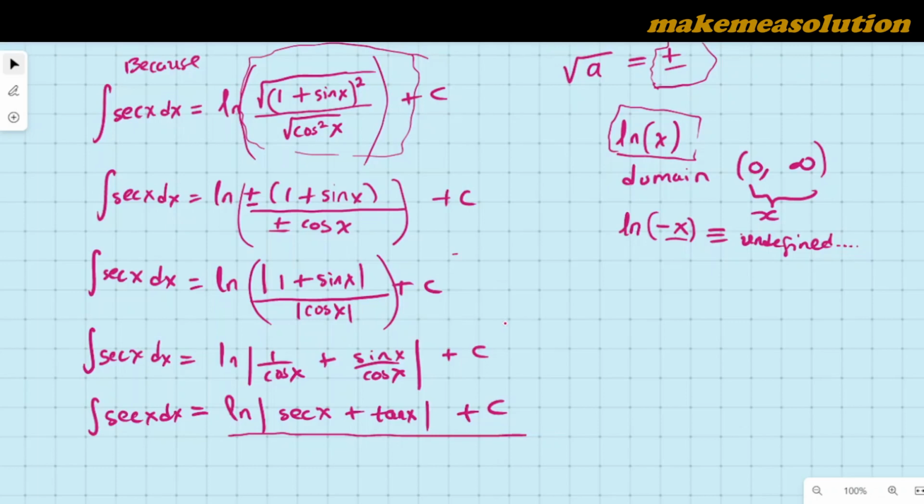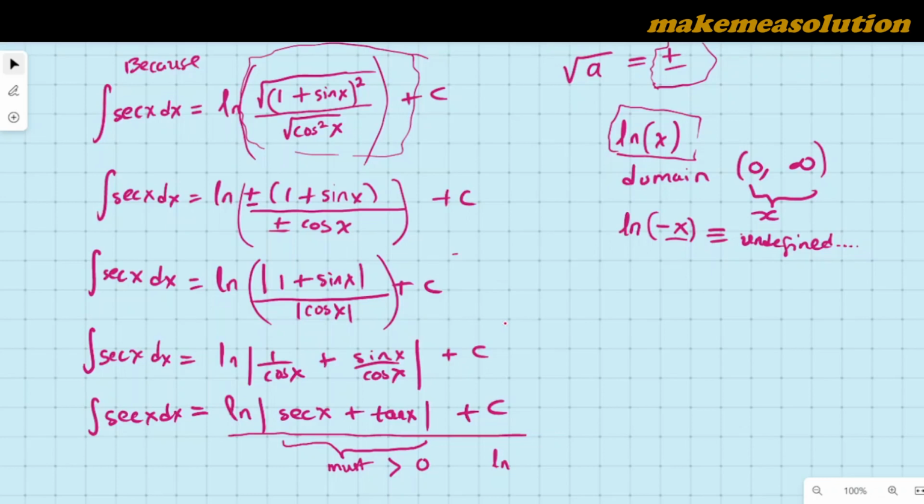So this is a more formal way of expressing it. Anything that is evaluated here in this bracket must be greater than 0. That's the meaning of this absolute value symbol, and the reason why it should be greater than 0 is so that the ln function will still be able to evaluate inputs that are in a valid domain.